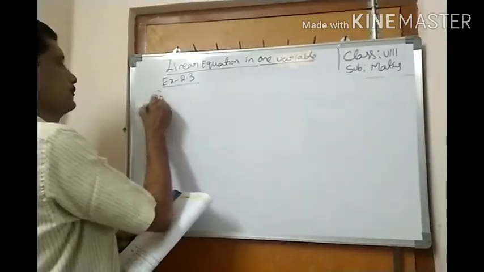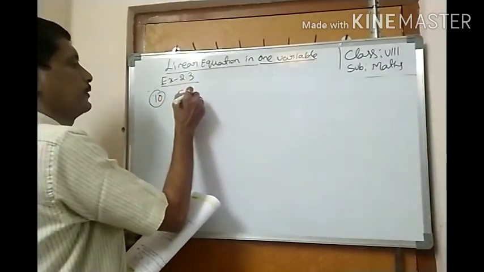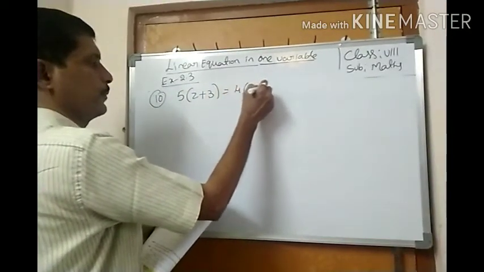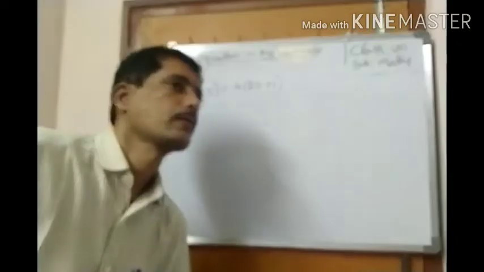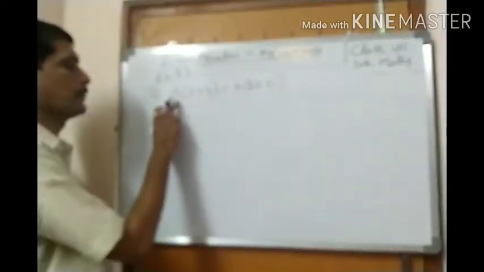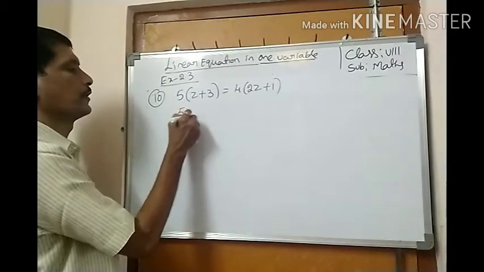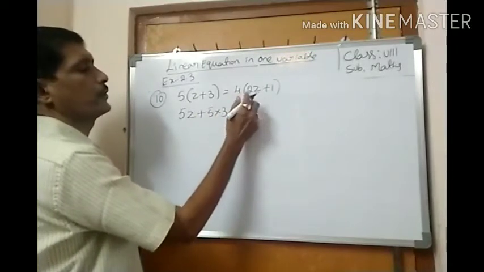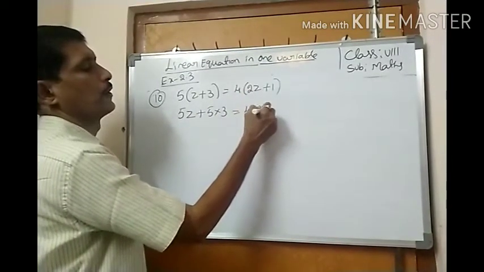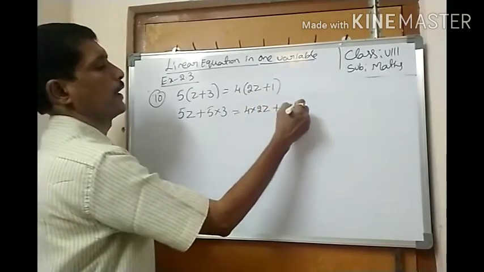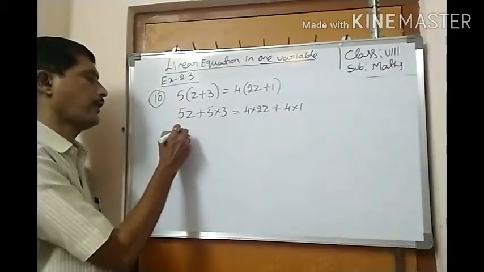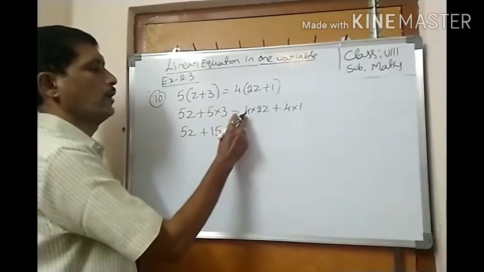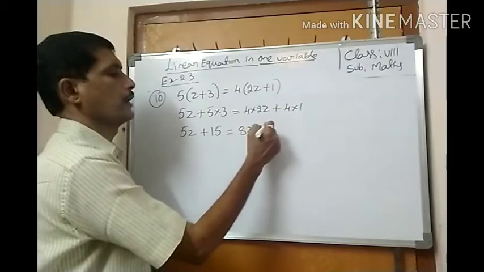Here, 10th problem. 5 into z plus 3 equal to 4 into 2z plus 1. Here also multiplication. 5 into z, that is 5z. Here 5 into 3 equal to 4 into 2z plus 4 into 1. Here 5 into z, that is 5z only. Here 5 into 3, that is 15 equal to 4 into 2, that is 8z. Here that is a 4.